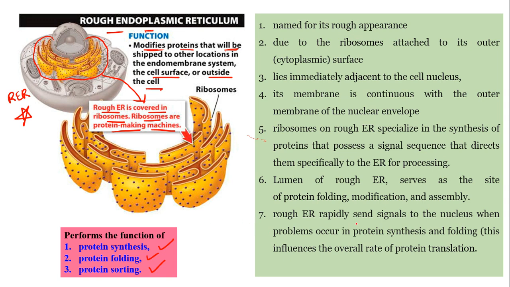Okay, the same explanation I have given in the form of points here. The rough endoplasmic reticulum sends signals in case the protein folding goes wrong, and then protein sorting will not take place. This endoplasmic reticulum immediately sends signals to the nucleus that there is some problem in the protein synthesis and folding has not properly occurred. So protein translation immediately stops. Thereby, no faulty or defective protein is synthesized.